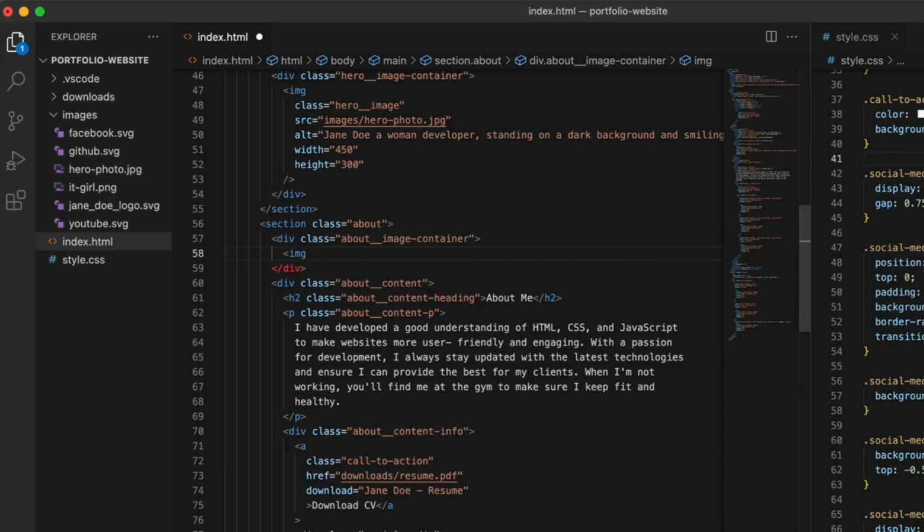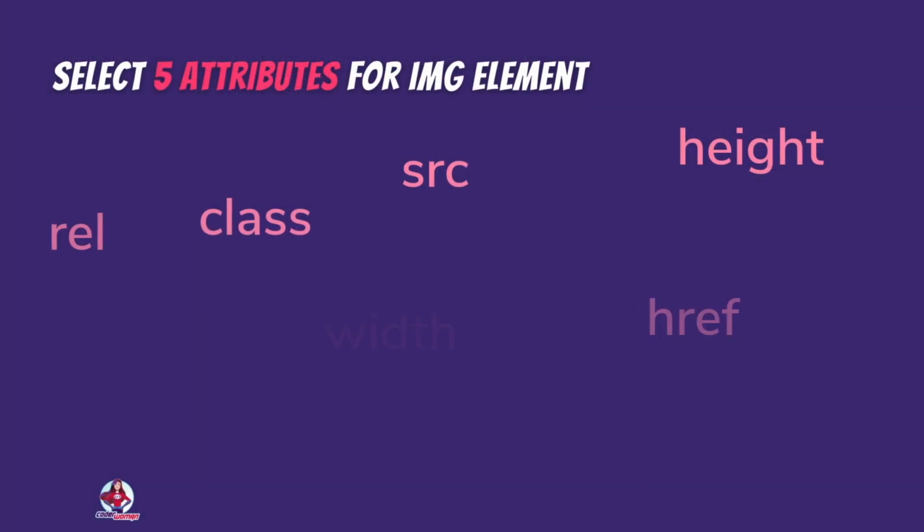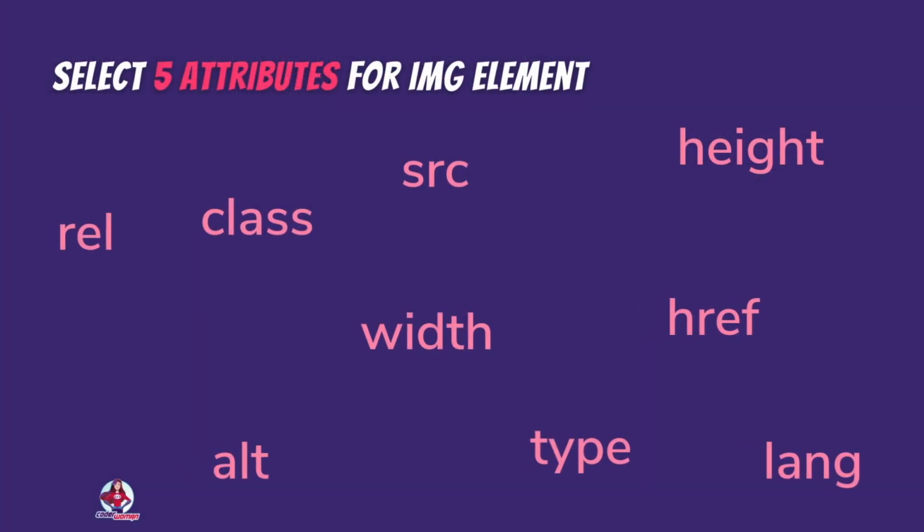Now, I have a quick exercise for you. From the attributes shown on the slide, identify which ones we will use for the img element. Please pause the video and take a moment to think about it. Please choose 5 of them. After that, please resume the video and check if you have chosen it correctly.